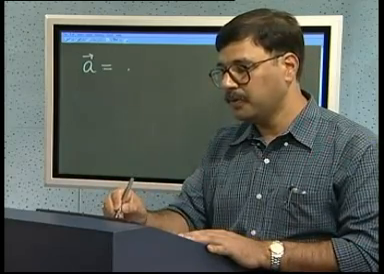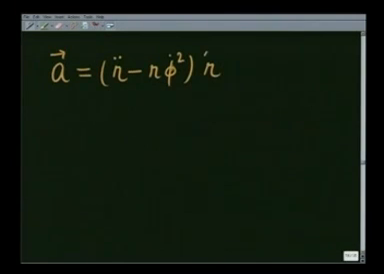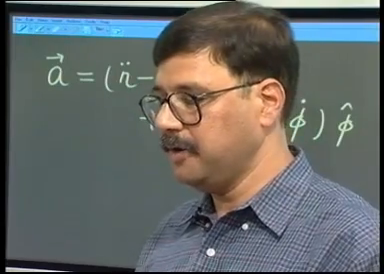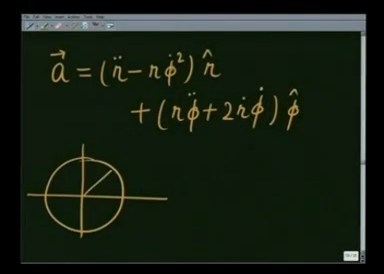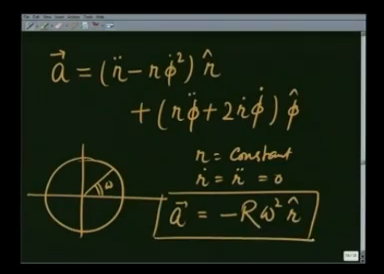Again, this is equal to r double dot minus r phi dot square in r direction plus r phi double dot plus 2 r dot phi dot in phi direction. This relationship looks quite complicated, but let me give you again a familiar example of a particle moving in a circle for which r is constant, and therefore r dot is equal to r double dot is equal to 0, and if it is moving with constant angular velocity omega, then A comes out to be minus the radius of the circle times omega square r, which is your familiar centripetal acceleration.